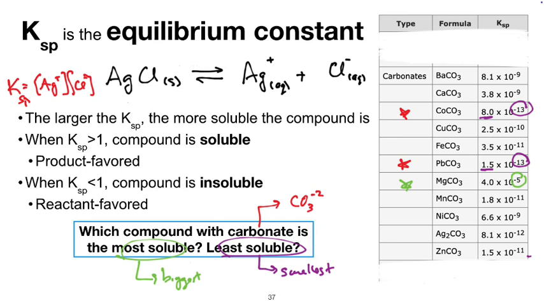What's that? Whichever one is smaller, which means? Our PbCO3 is smaller. Everyone okay? Make sense?